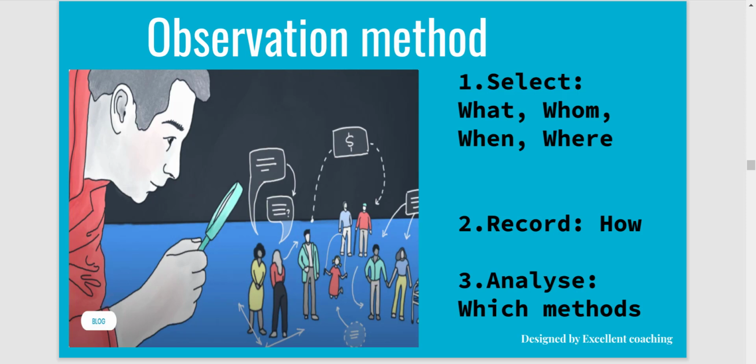Like the first step is the selection. Selection means when a psychologist selects the particular behavior that he wants to observe. That behavior may be something like how a child behaves when he is alone. Then you have to decide whom you are going to observe, meaning what particular age group you are selecting, what is the gender of that participant, things like that.